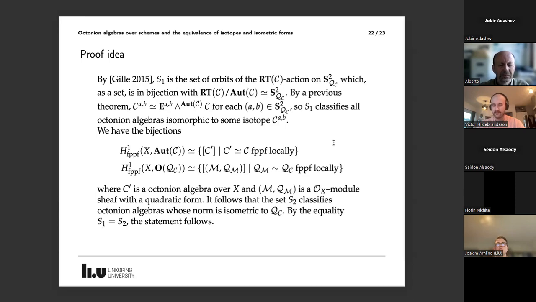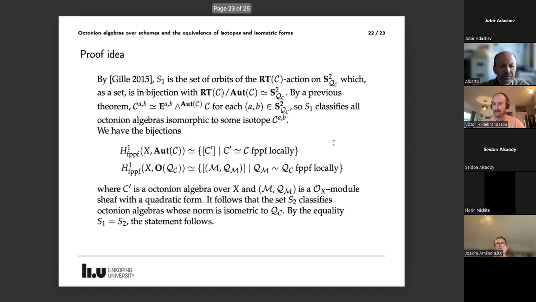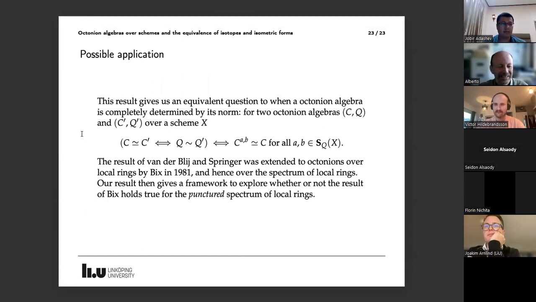And by the equality of our theorem before, we have the statement, which I can show again. Yes, so I will finish off, maybe a bit early, by mentioning what this result can be useful for.